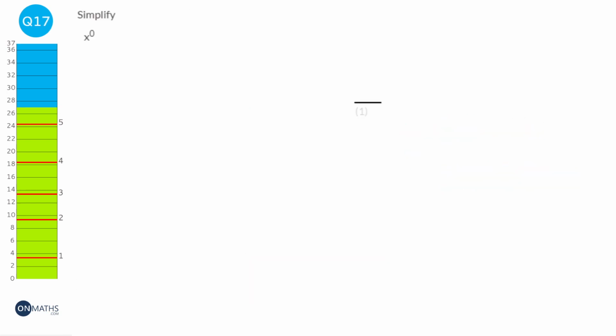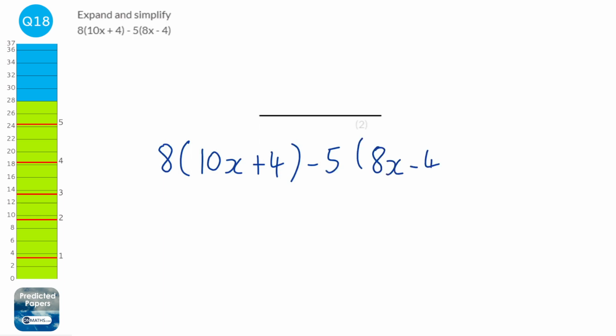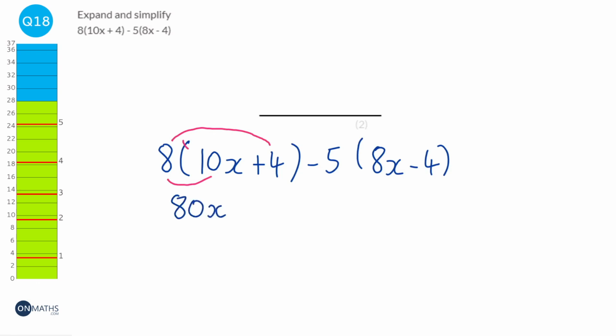Any number to the power of 0 is equal to 1. So it doesn't matter if it's a number or a letter, it's always going to equal to 1. I'm just going to write the question out, so we've got a little bit bigger writing to play with here. And it doesn't actually matter which method you expand these brackets with. I'm going to use smiles and rainbows, so we multiply the 8 by the 10x, which will make 80x, and multiply the 8 by the 4, which will make 32.